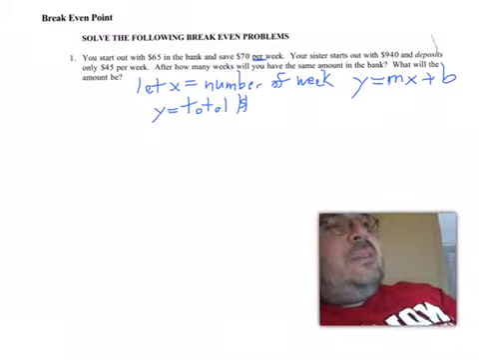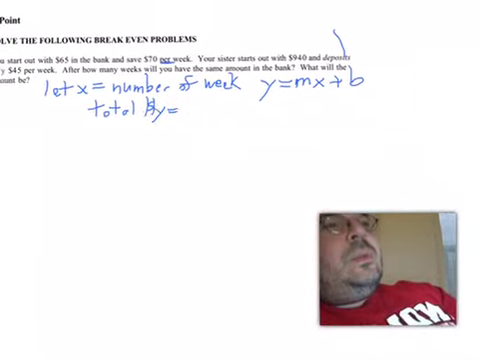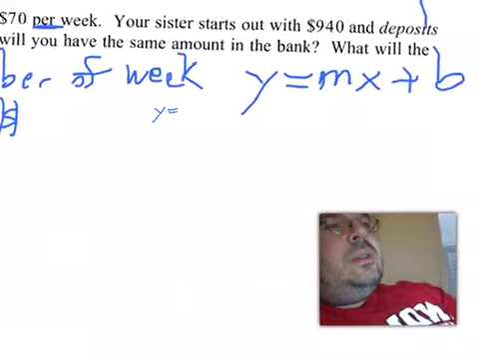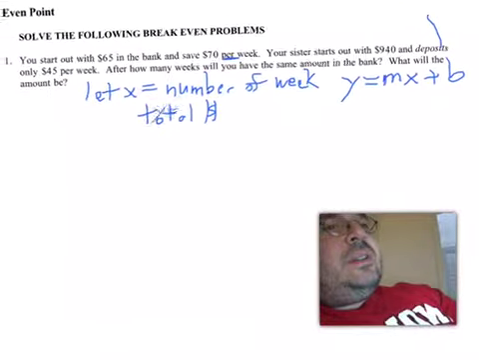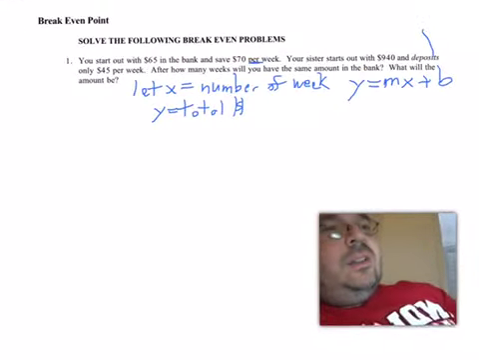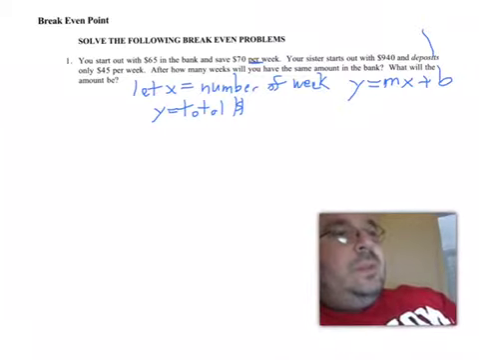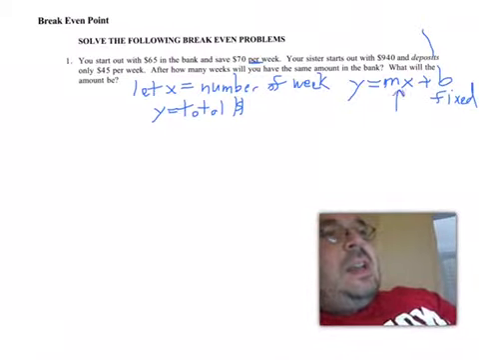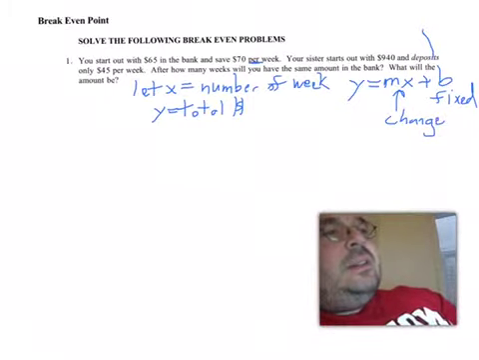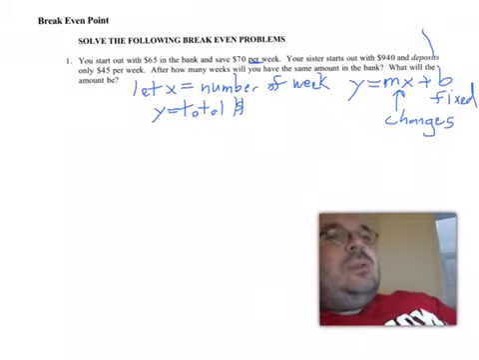So I've got a fixed amount. Whoops, that's not what I wanted to do. That's kind of going crazy there. Stop that. So I've got a fixed amount right here with the b, and then I've got an amount that changes involving the mx. Okay, so the changing amount.